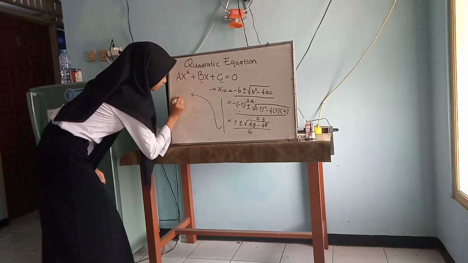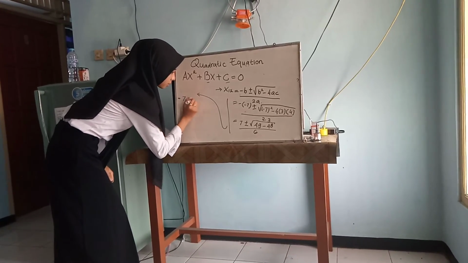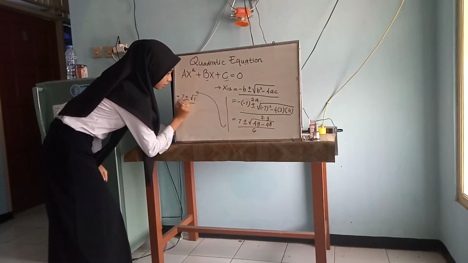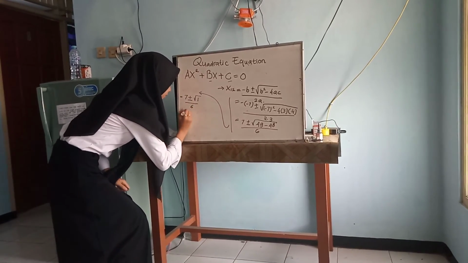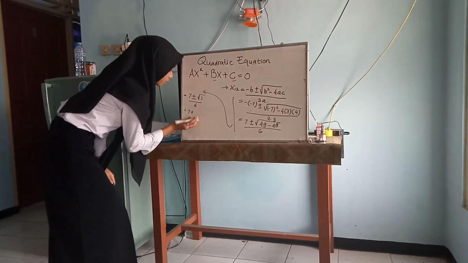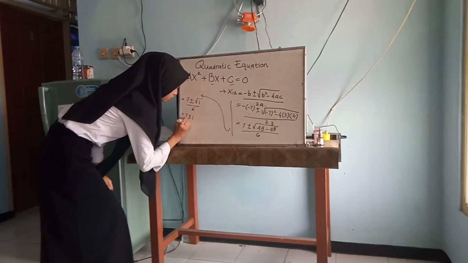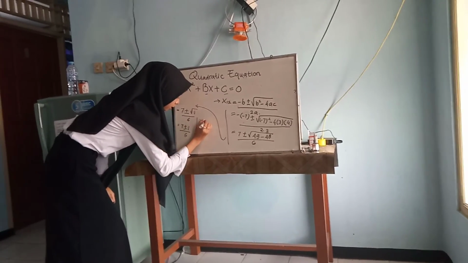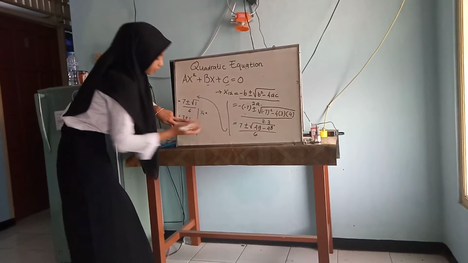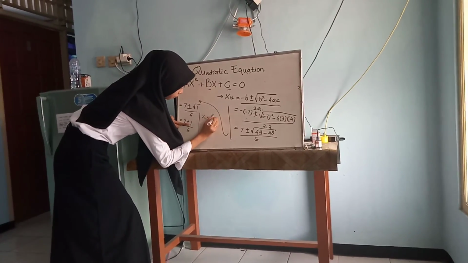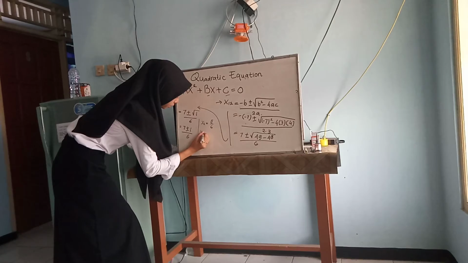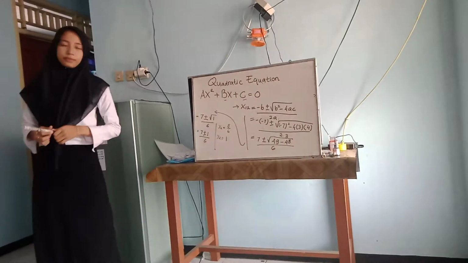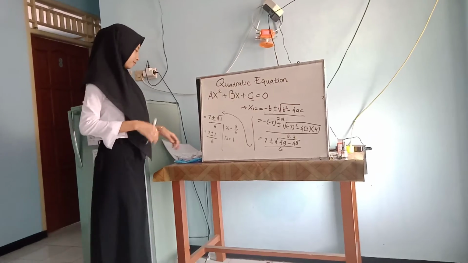And we must do this. We get 7 plus or minus the square root of 1, over 6. So we get 7 plus or minus 1 over 6. So x1 equals 8 over 6, and x2 is 6 over 6 or 1. Okay? Yes, ma'am.